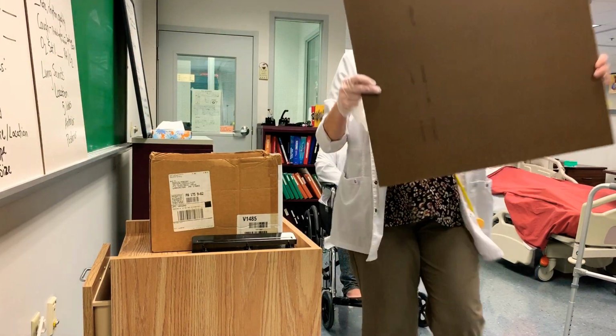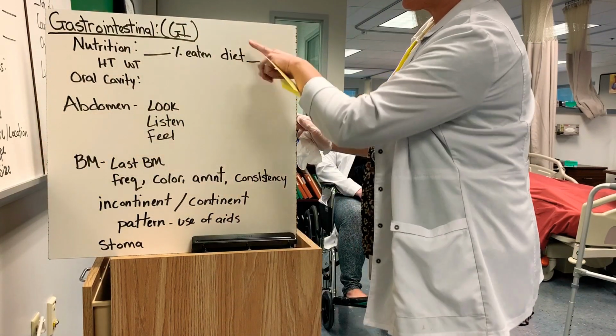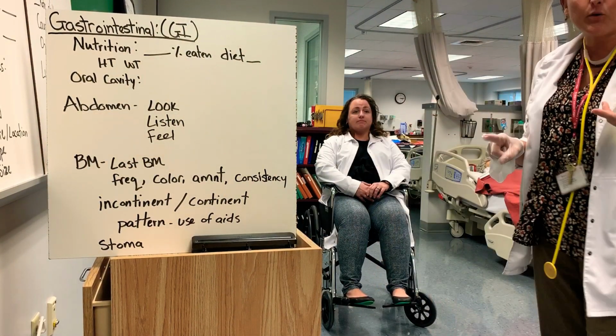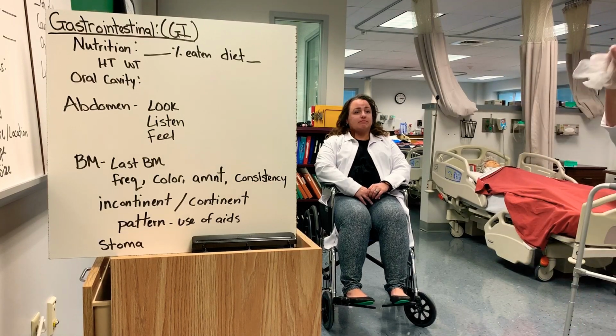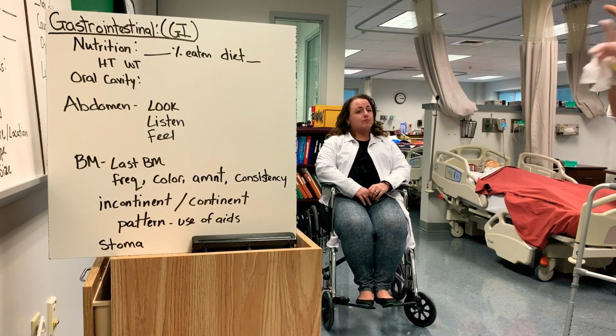I already asked her what she ate for breakfast, how much she ate, if she had any nausea, any vomiting, any issues. I would also take note of what type of diet she is on. Is she on a thick and liquid? Is she on a regular diet, diabetic, carb controlled, low sodium for a cardiac diet? What is her height and weight?